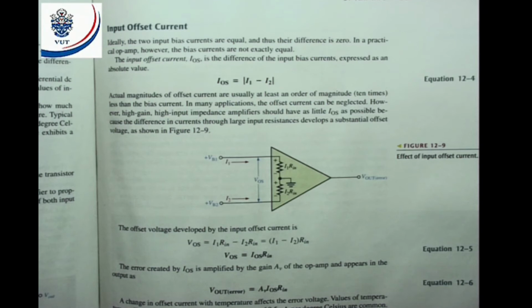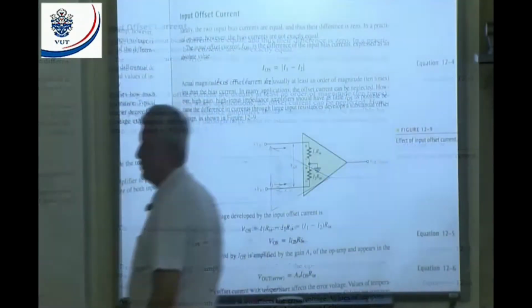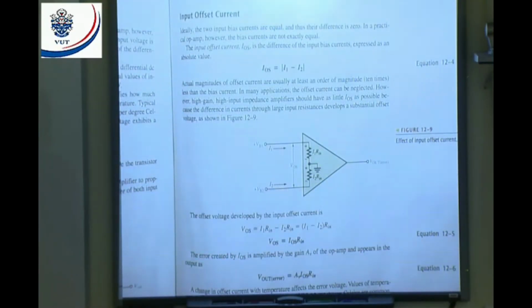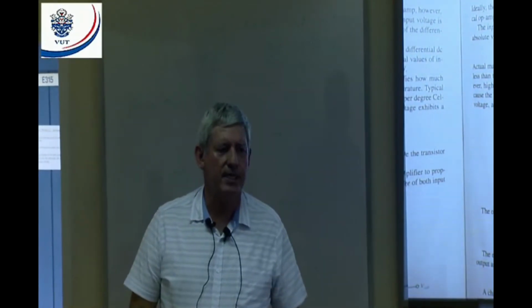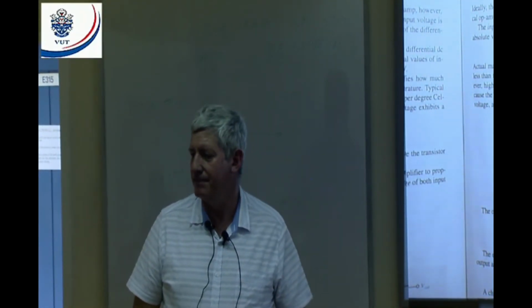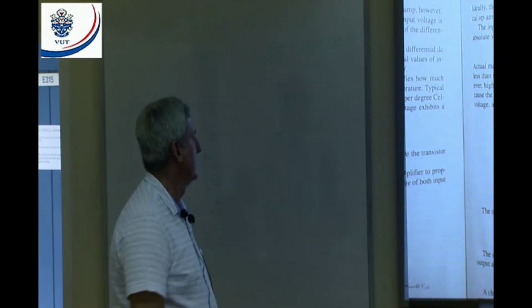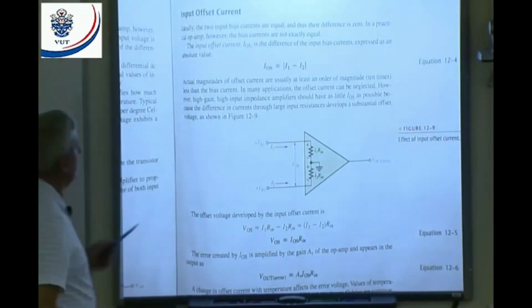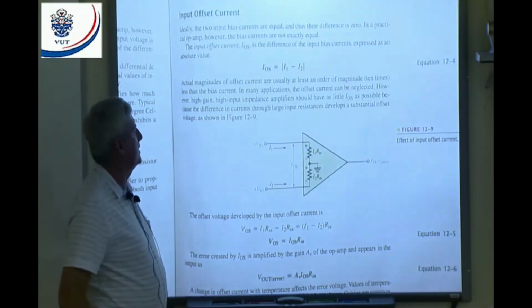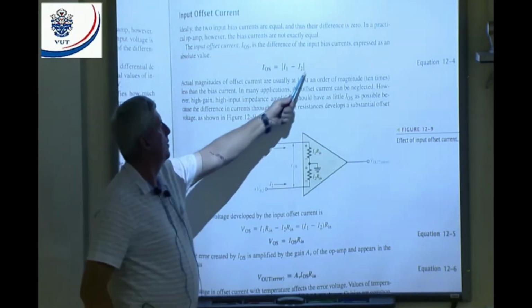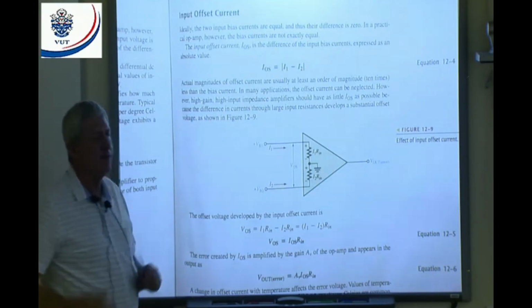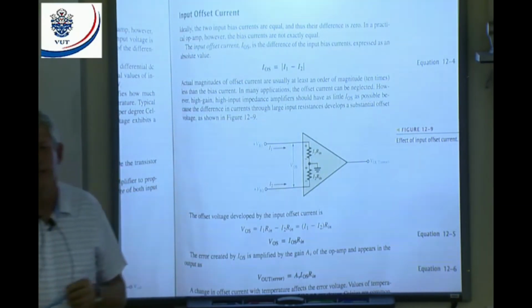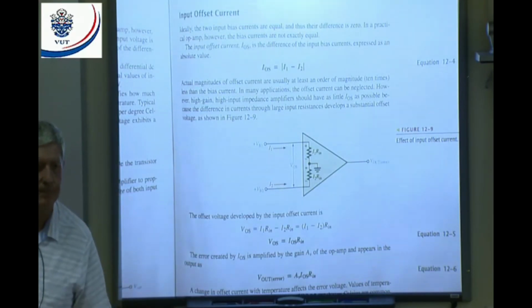All right, input offset current. What should I say about I1 and I2? They should be equal. Now, if they're equal and I subtract them from one another, what should I get? I should get 0. All right. That is the ideal case. It should be 0, but it isn't 0. All right. We just work with the absolute values, but it isn't 0. And due to that small difference in current, I will get a certain error output voltage, all right?